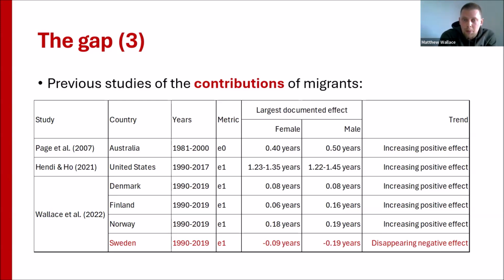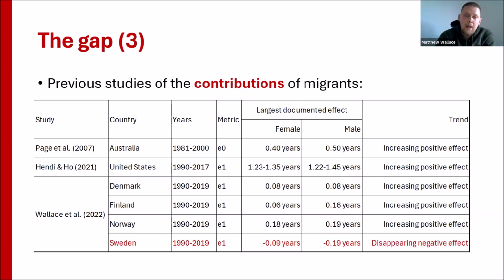And we also looked over a similar period to Hendy and Ho. We had a couple of years extra data, and we found increasing positive effects in 3 countries. Now you'll see those effects are considerably smaller than Australia and the US. So around 1/10 of a year, if we're being generous, among men and women migrants in Denmark, and up to kind of 1/5 of a year among male and female migrants in Norway.